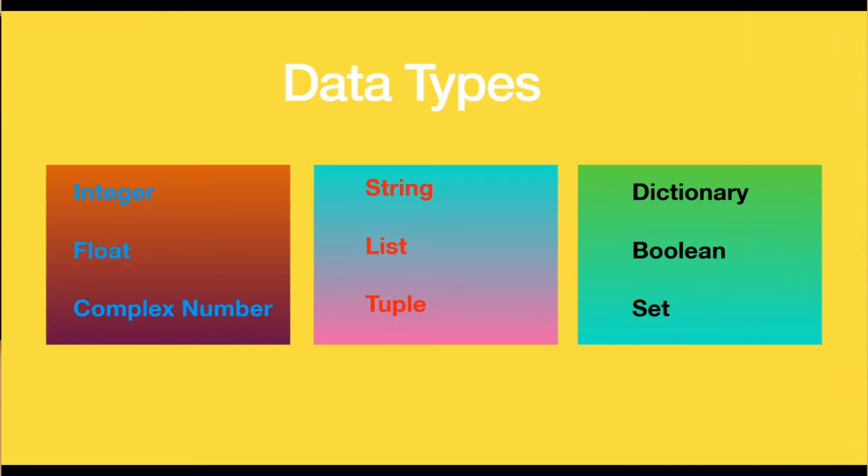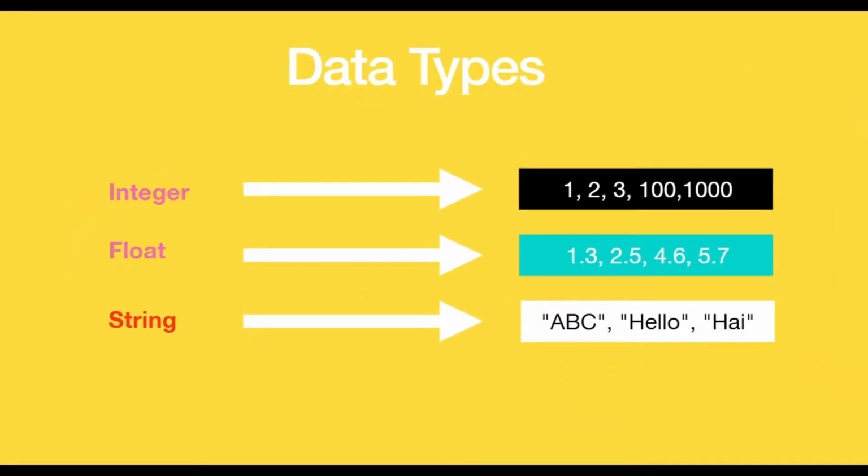In Python, there are totally 9 different types of data. Today, we are going to learn 3 of them. The first one is integer, second one is float, and the third one is string. Now, let's see them one by one.